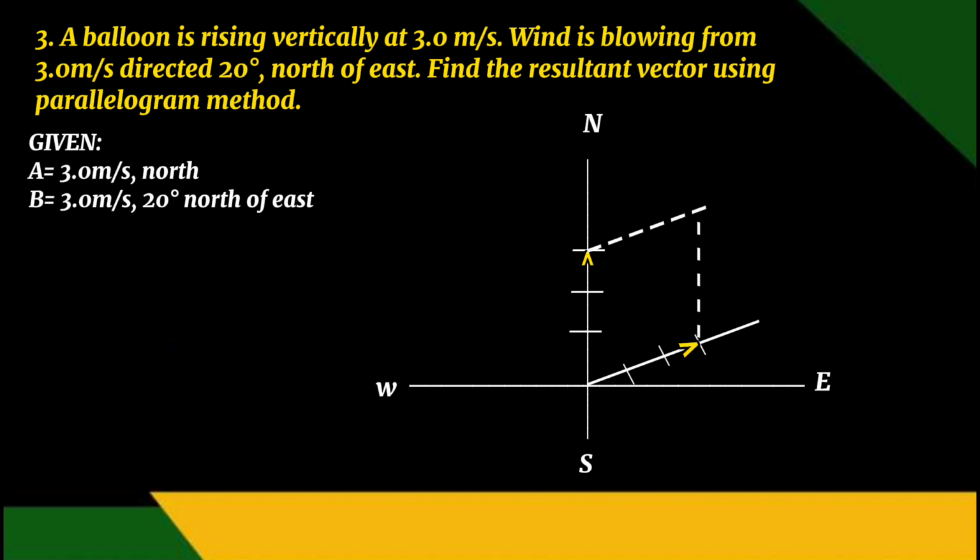Then draw two parallel lines on the endpoints of the given to form a parallelogram. Then draw a line in the middle to represent the resultant. Then use a ruler to measure the resultant and use a protractor to determine the degrees of the resultant. So our resultant would be 4.8 meters per second directed 56 degrees north of east.